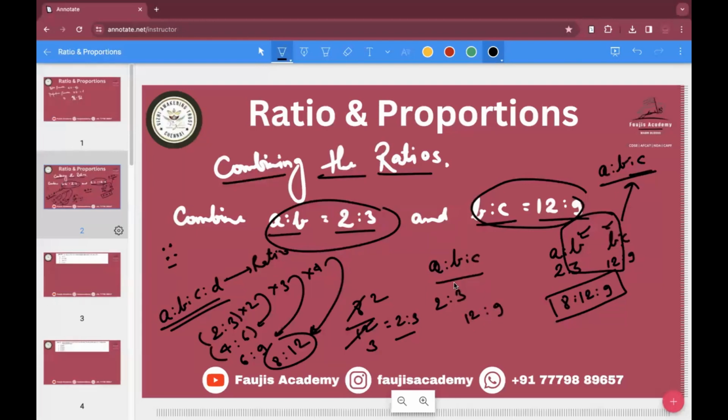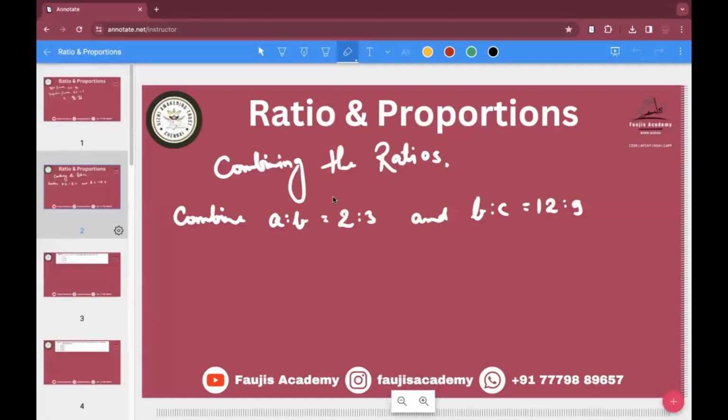If we have to match it, these two are basically just B, right? So if you do 4 times of it, how much will A become? A will become 8, and 4 is to 3, B will become 12, and C will become 9. Any doubt, ladies and gentlemen?